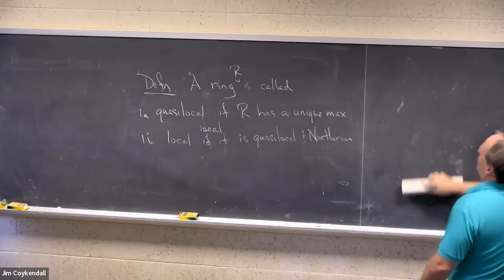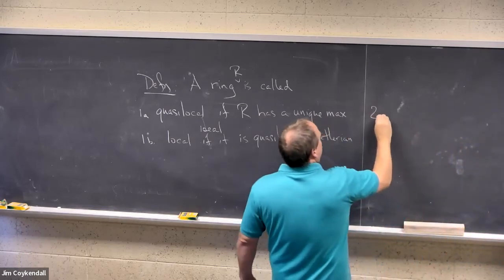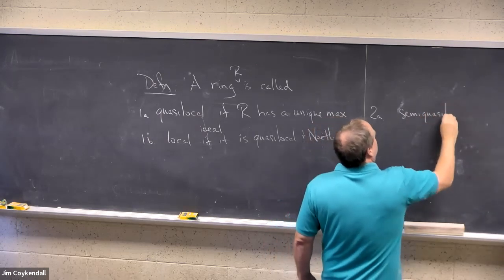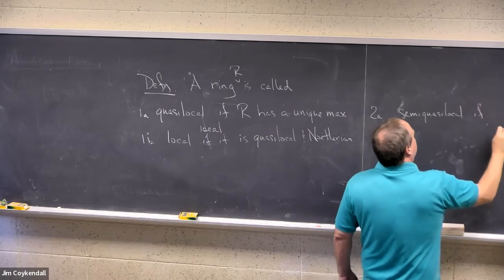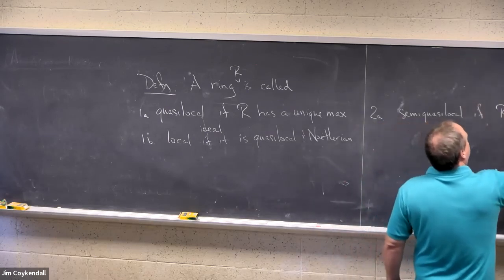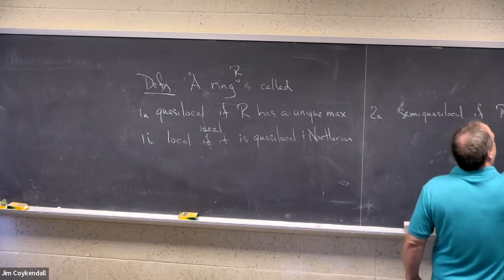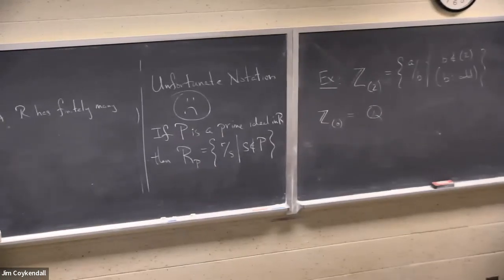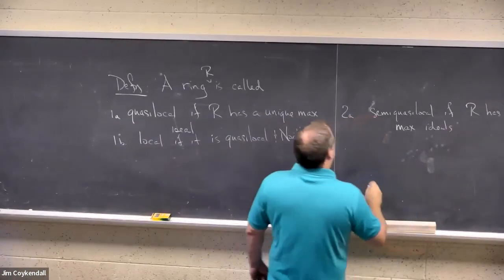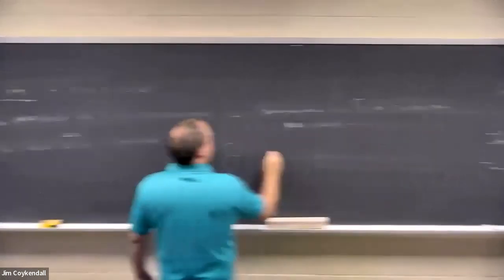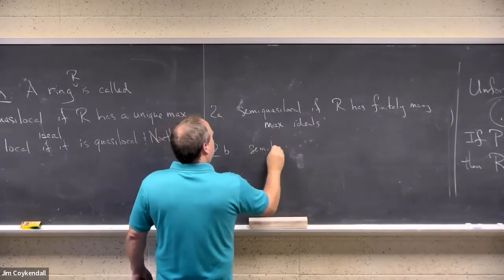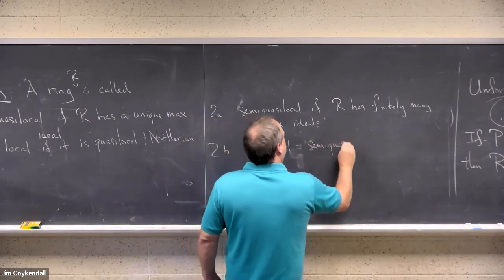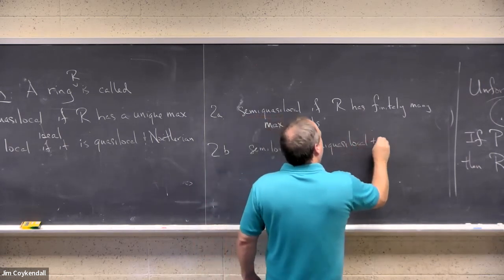It is called, and I'm not kidding, semi-quasi-local if R has finitely many maximal ideals. And semi-local.